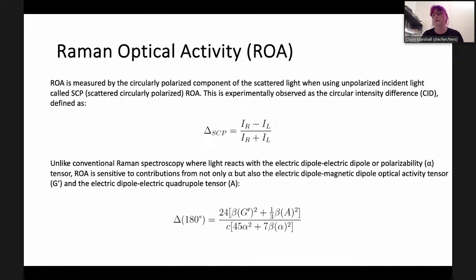So we all know the law of Rayleigh scattering, which is 1 over lambda to the power of 4, and that holds true for Raman scattering. When you're talking about ROA scattering, it is not 1 over lambda 4, it's another order of magnitude weaker. And so that's why it's important to introduce this equation in terms of looking at these G and A tensors, because it makes it a much weaker Raman scattering phenomenon.